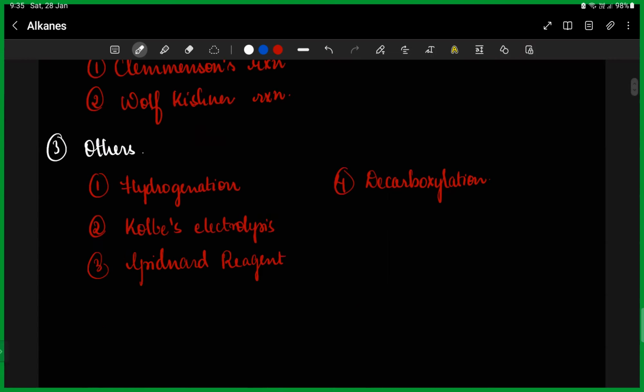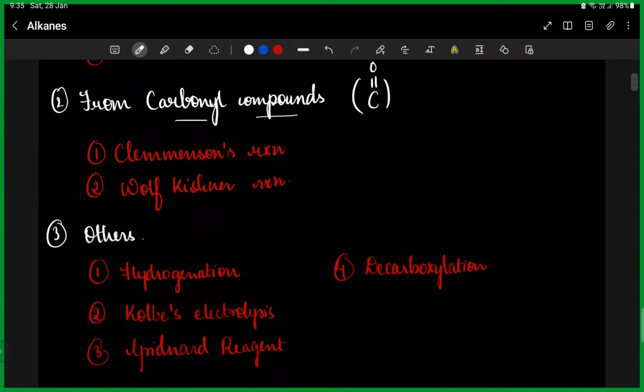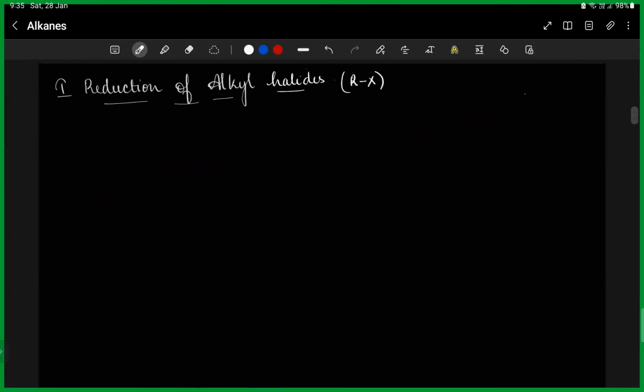There are some other reactions also like hydrogenation, Kolbe electrolysis, decarboxylation, and Grignard reagent. So let us see all the preparatory methods today. The first preparatory method is reduction of alkyl halide. So now I take RX, that is alkyl halide. I introduce some reducing agent. This reducing agent would form RH. RH will be alkane.